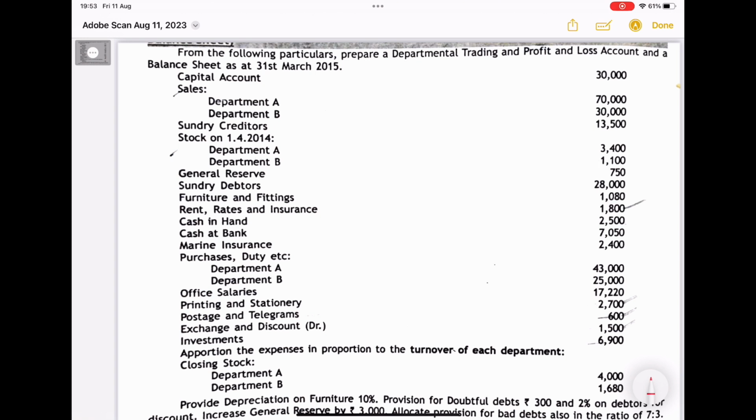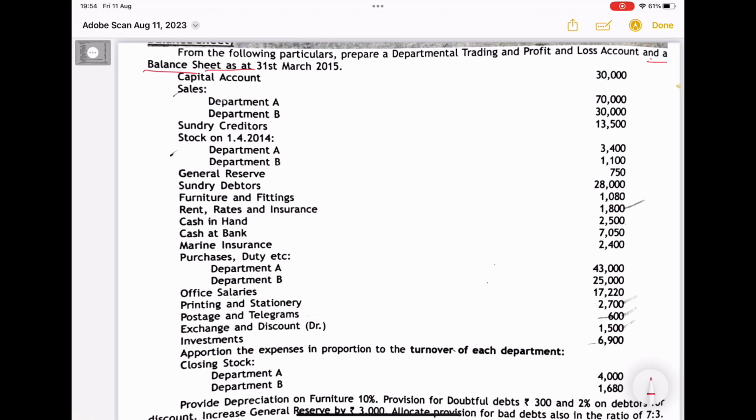The question is, from the following particulars, prepare departmental trading and profit and loss account and a balance sheet as on 31st March 2015. Here we are going to do two things, that is profit and loss account as well as balance sheet. First one, capital account.